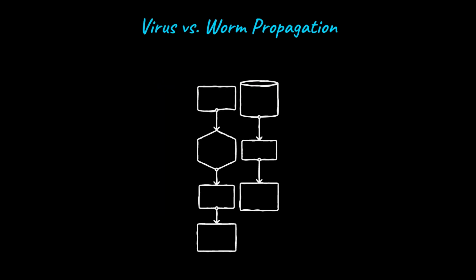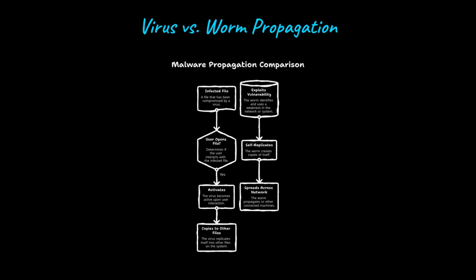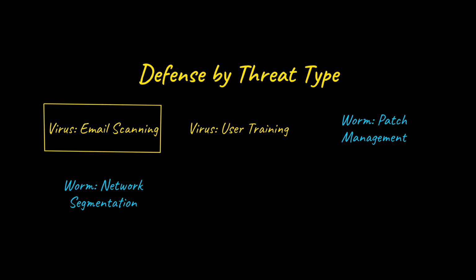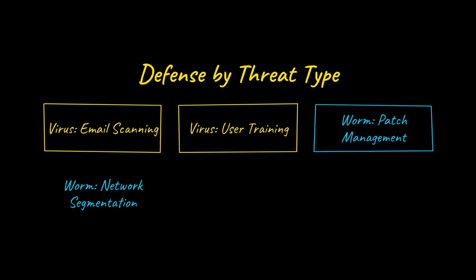The core contrast is this. A virus travels inside files and needs a human to pull the trigger, while a worm moves across networks on its own, exploiting unpatched vulnerabilities to jump from machine to machine automatically. No user involvement required. Because the threats spread differently, the defenses emphasize different layers. Stopping viruses leans on user behavior and email controls. Stopping worms depends on keeping systems patched, segmenting networks, and using intrusion detection to catch lateral movement early.